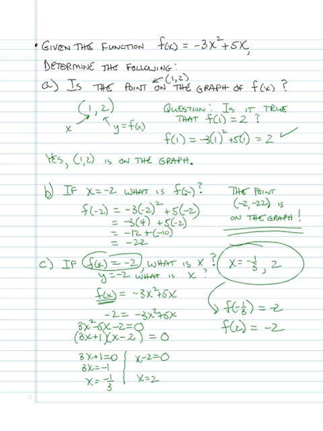Okay, on the next page, I want to find intercepts, okay? Now, I know we're on a new page, so I'm going to rewrite the function. The function is f of x is equal to negative 3x squared plus 5x. Now, the next part of this question, D part, is to list the x-intercepts.